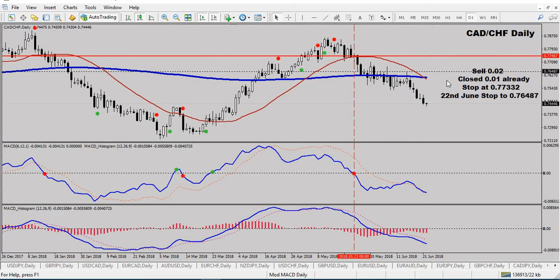Canadian Swiss franc in a sell up here. I've already closed one some time ago, probably going to hit the 240 LMA. All I've done today is move my stop down to this level here, 76487. It's just heading down nicely now. I'm just trying to lock in this big move. So just a stop movement there, an adjustment.